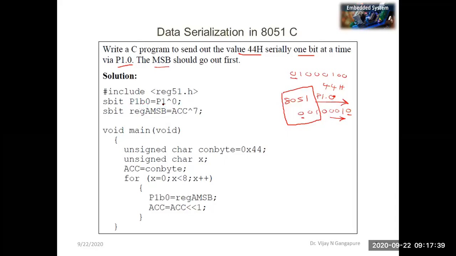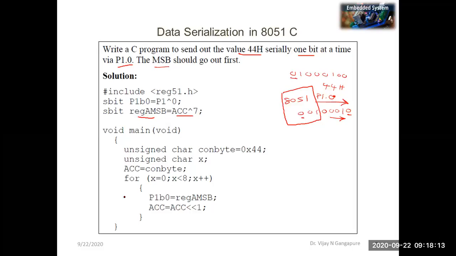Then I am declaring one more sbit type variable, that is regAMSB, and it is equal to ACC^7. ACC means accumulator, and ^7 means bit number 7, that is the MSB of the accumulator. So the address of this bit will get assigned to this variable regAMSB. Means we are just representing bit number 7 of the accumulator by using this symbol, regAMSB.